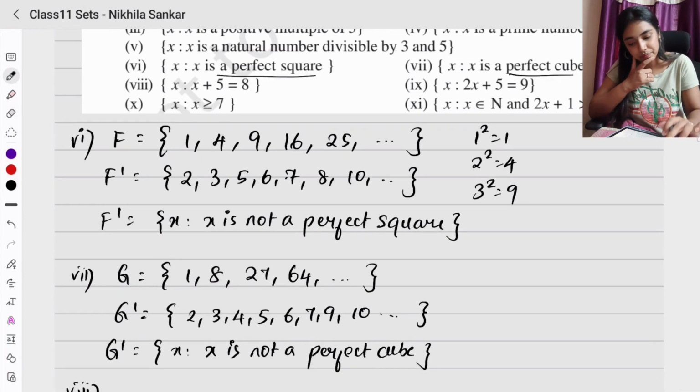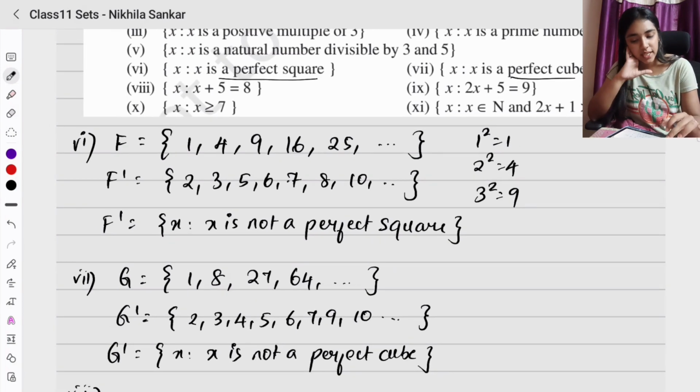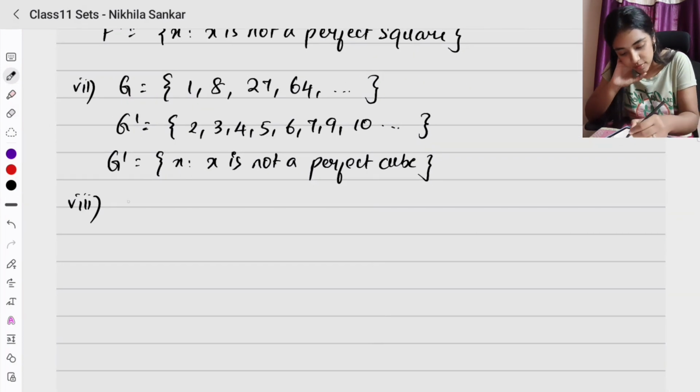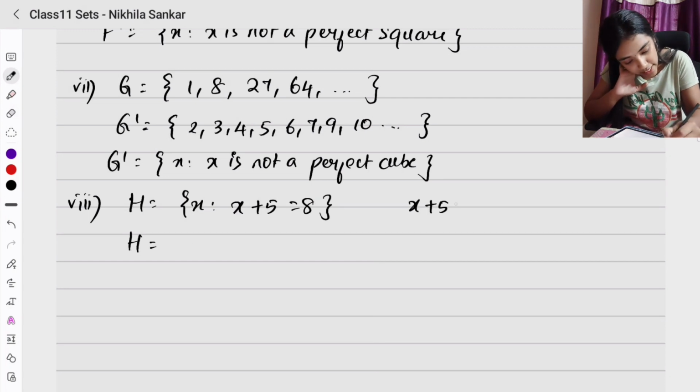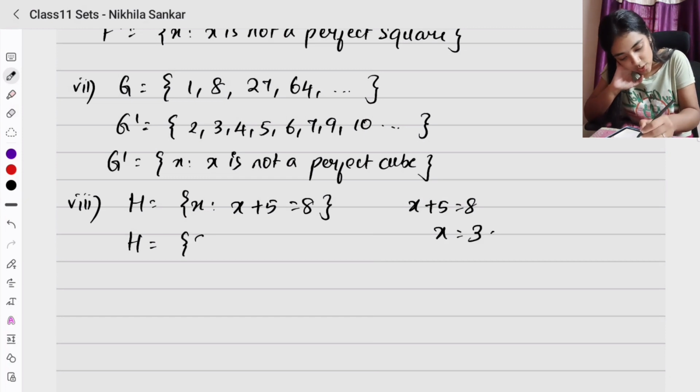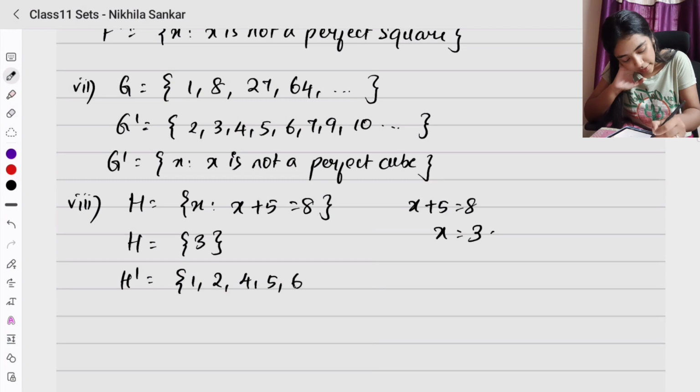Eighth subsection, x such that x plus 5 equals 8. So I have H. X such that x plus 5 equals 8. Now what is the value of x? X is going to be 8 minus 5 which is 3. So H is going to be simply the element 3. So H dash is going to be all the others: 1, 2, 4, 5, 6 and so on until infinity.